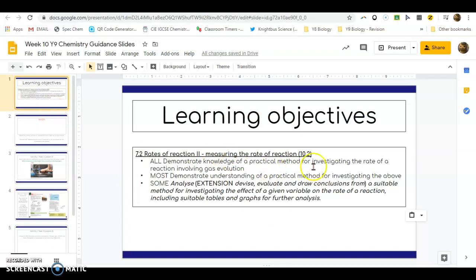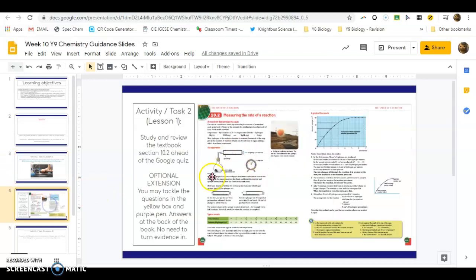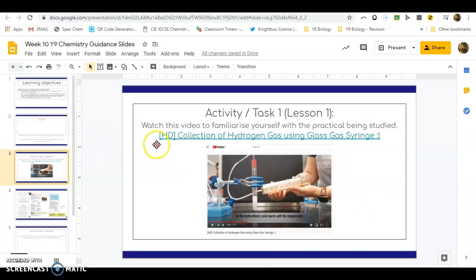So this is the first time that we're really digging deep into graphical analysis, and you're going to be able to demonstrate knowledge of a practical method for investigating the rate of reaction. For this particular one, on slide 3, I want you to watch this, okay? It's only a 2-minute clip, and in this experiment, you actually use an elongated test tube, but in the experiment that we've got on our double page spread, we've got a round bottom flask. It doesn't really matter what kind of vessel it's done in, but watch the video. It's also in HD as well.